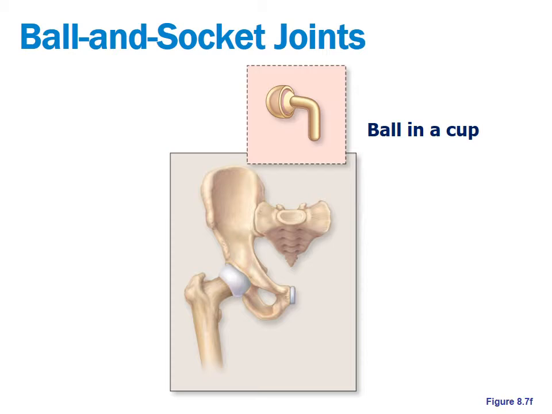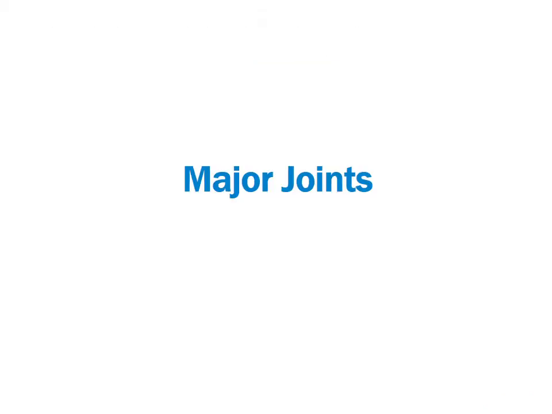Ball and socket joints are just that, a ball within a cup-shaped socket. Specific to the hip and shoulder joints, these are perfect for circumduction. Let's take a look at some of the major joints of the body.